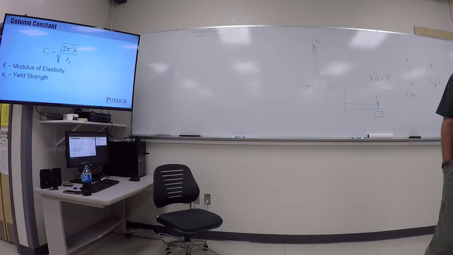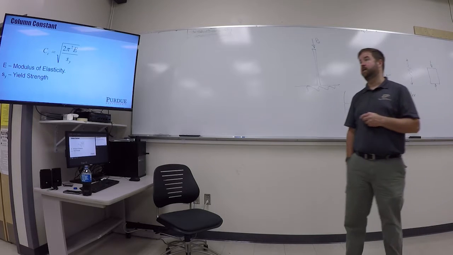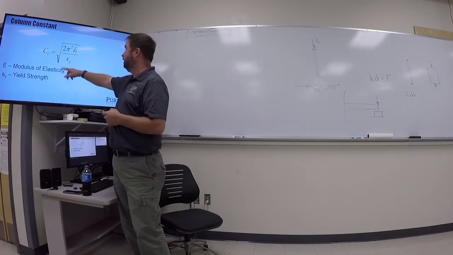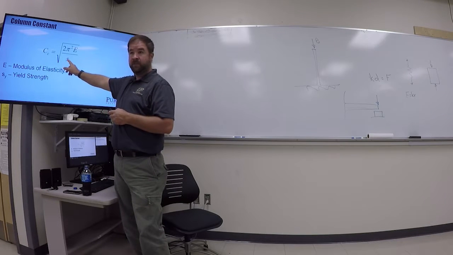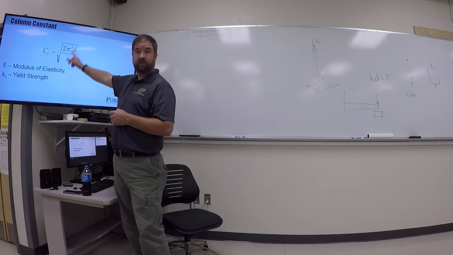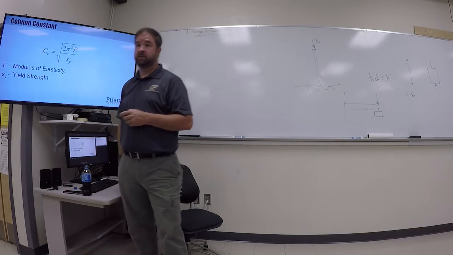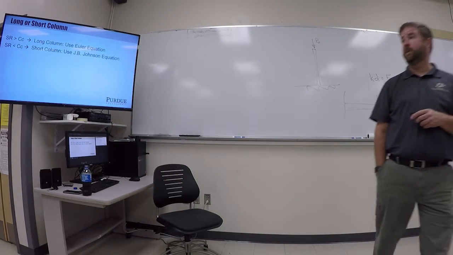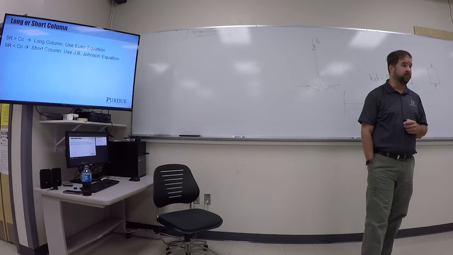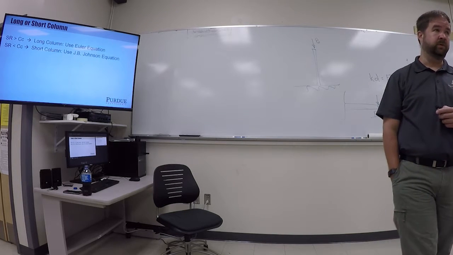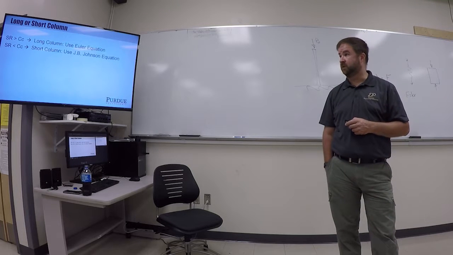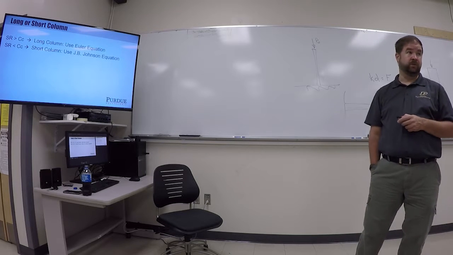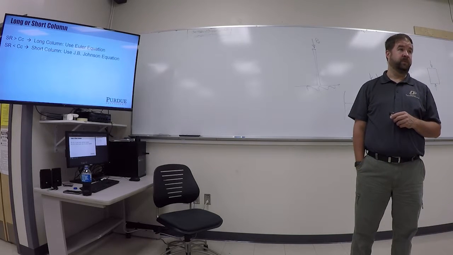I calculate my slenderness ratio, and then I calculate my column constant. Column constant is a function of the modulus of elasticity and the yield strength of the material. So these two things are material related to determine my column constant. And then I compare the two. If my slenderness ratio is greater than my column constant, that is a long column, and I'm going to use the Euler equations for beam buckling. If the slenderness ratio is less than the column constant, that means it's a short column, and I use the J.B. Johnson equations. Those sound somewhat familiar to you?